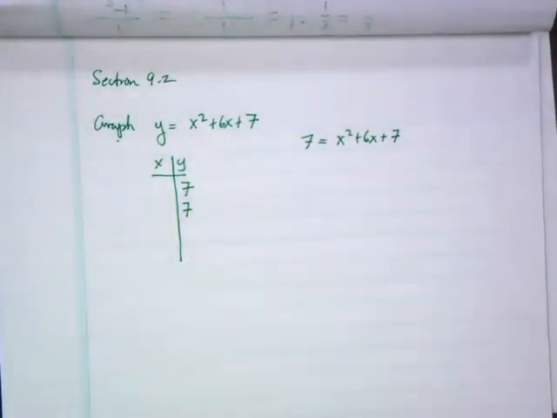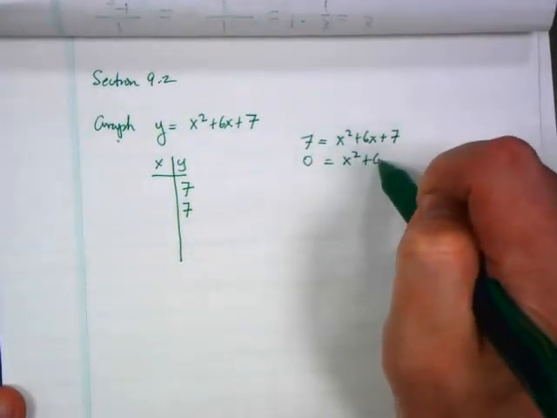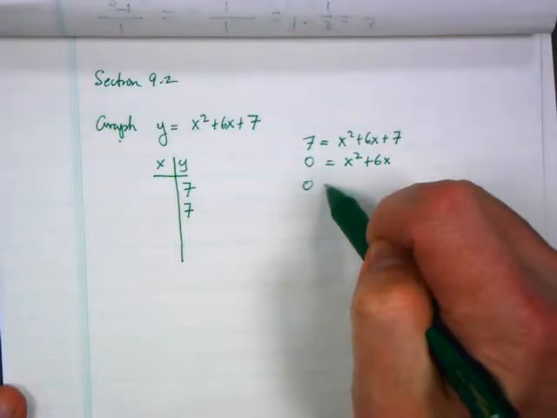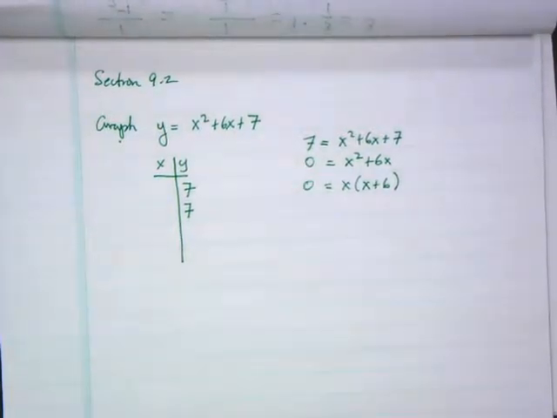How do you solve that equation? Subtract 7. So you have 0 equals x squared plus 6x. Then what? 0 equals x, and then the parentheses, x plus 6. Excellent. We factor the right-hand side, and we factor out the GCF. The GCF happens to be an x.